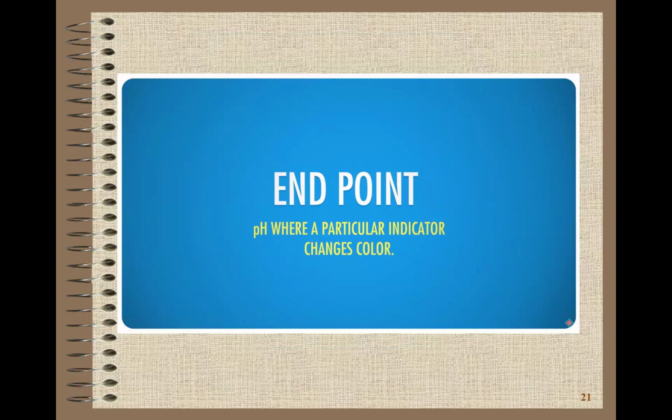But the pH where a particular indicator changes color is called the endpoint. And I want to amplify this to make it clearer. The equivalence point is when the moles of acid equal moles of base.